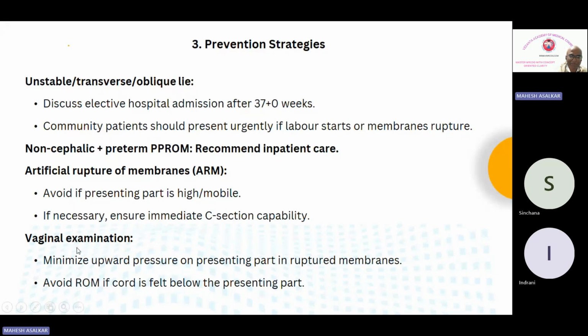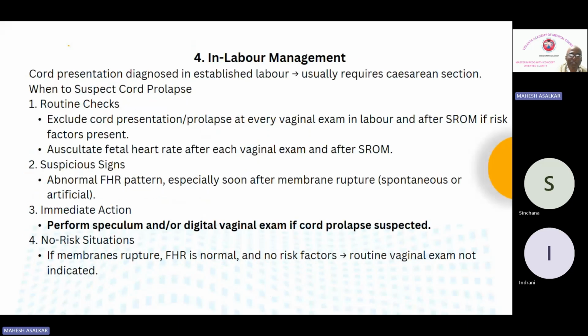What about the vaginal examination? When you are performing the vaginal examination, minimize upward pressure on the presenting part in ruptured membranes. So when the membranes are ruptured, to see the liquor and so on, don't push the presenting part too high, and avoid rupture of membranes. If the cord is felt below the presenting part, then rupture of the membranes is to be avoided. When you feel that the membranes are intact and you are feeling the cord, avoid rupture of membranes.